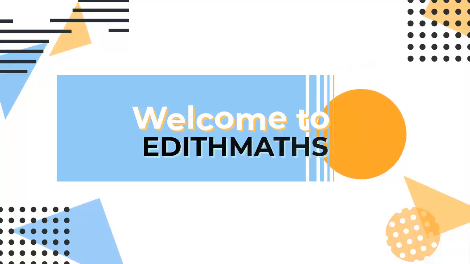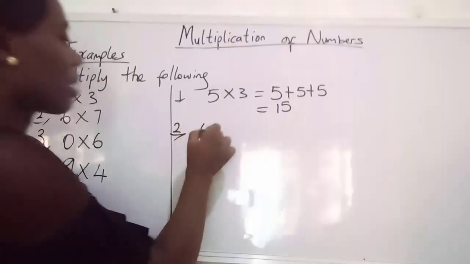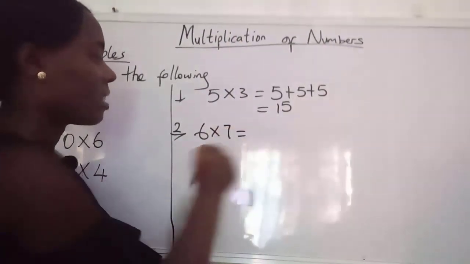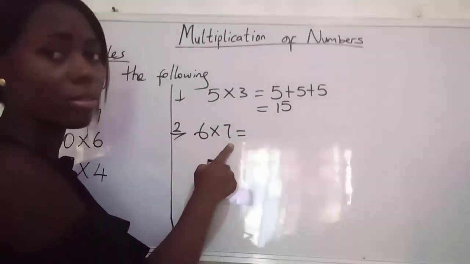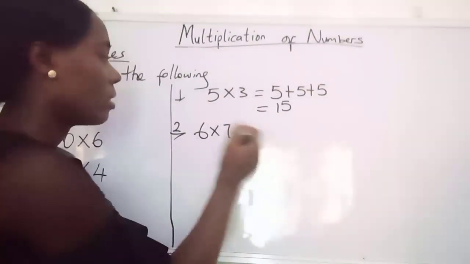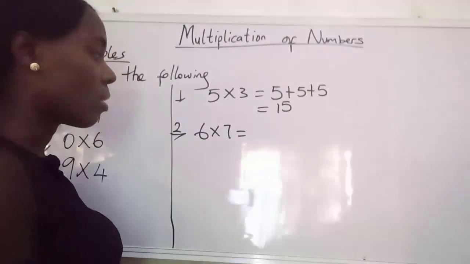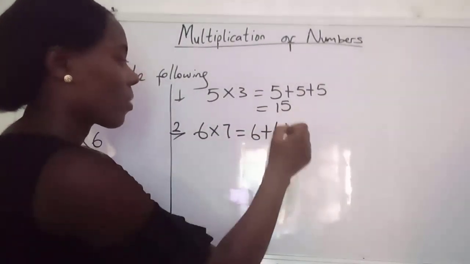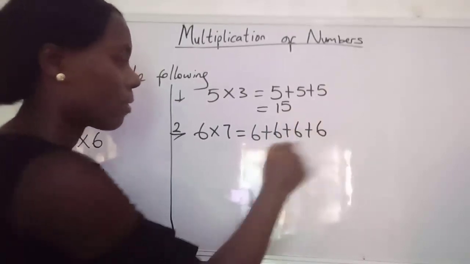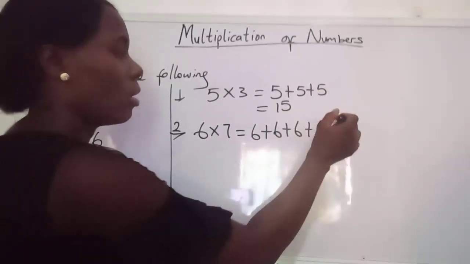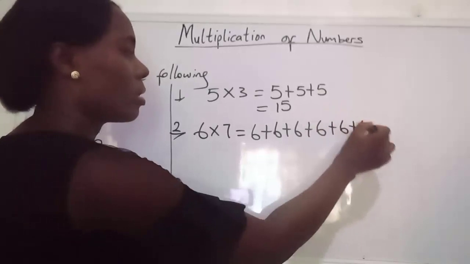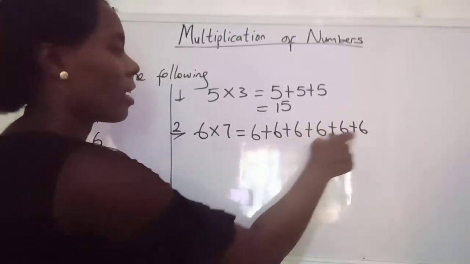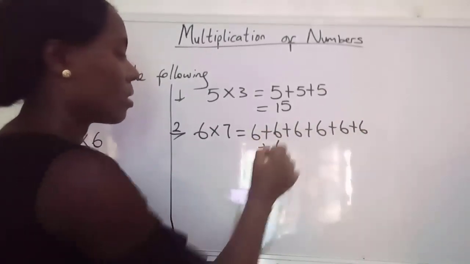Okay, let's see number 2. Number 2, we have 6 times 7. That is 6 appearing in 7 places. Let's see. 6 adding up itself in 7 places. Let's see. 6 plus 6 plus 6 plus 6. Is it 7 yet? 1, 2, 3, 4. No. Plus 6 plus 6. 1, 2, 3, 4, 5, 6 plus 6, 7.